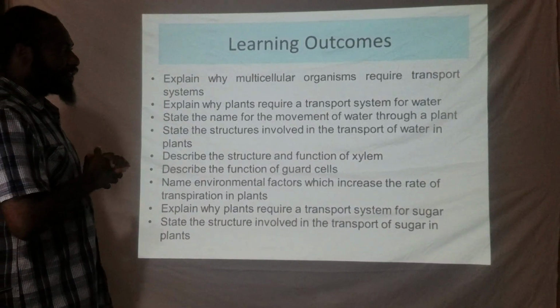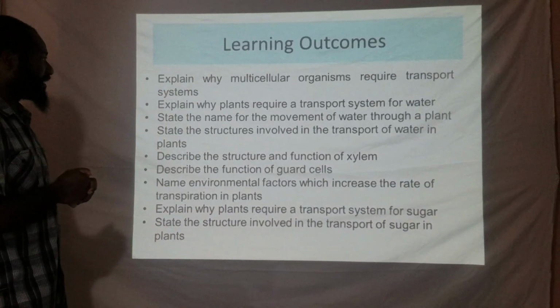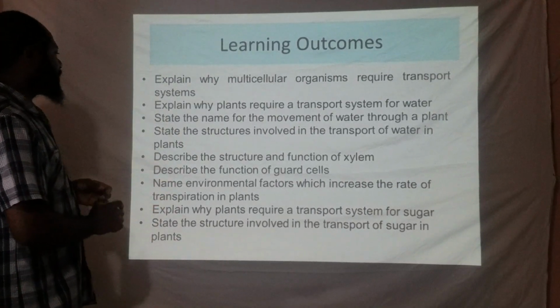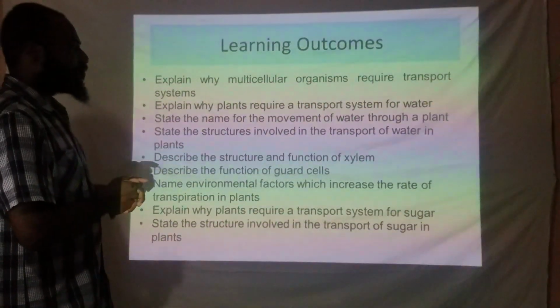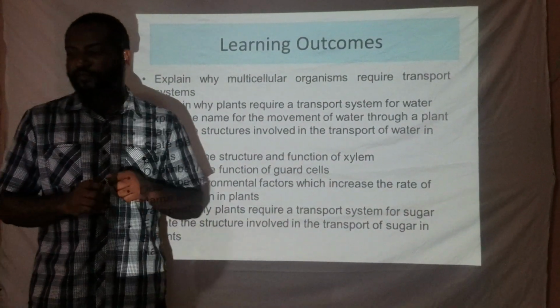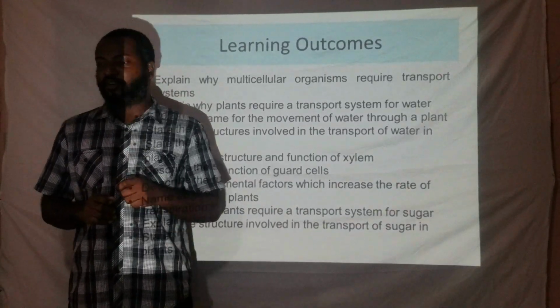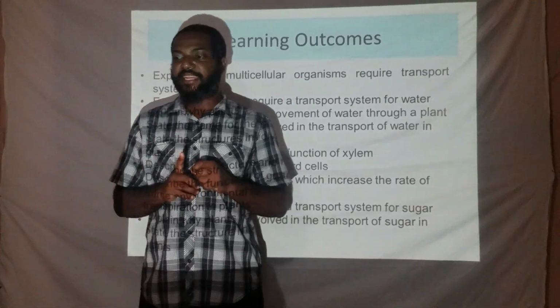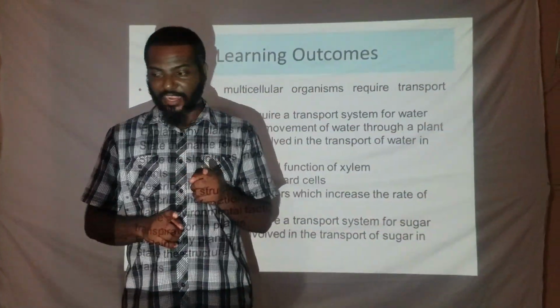Explain why multicellular organisms require a transport system. Explain why plants require a transport system for water. State the name of the movement of water through a plant. State the structure involved in transport of water in plants. Describe the structure and function of xylem. Describe the function of guard cells.